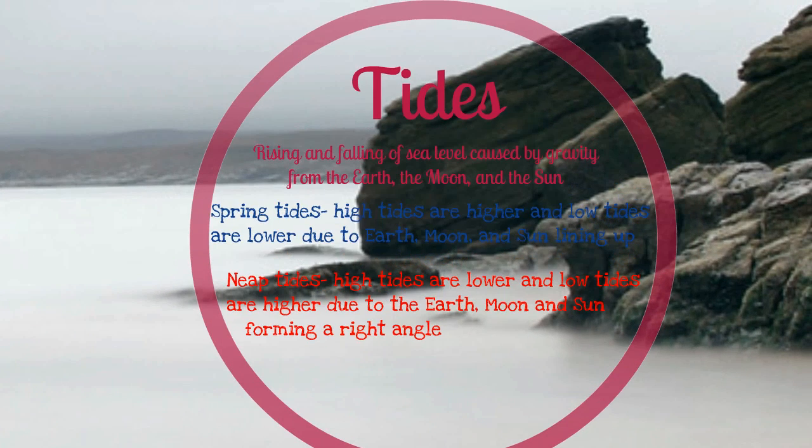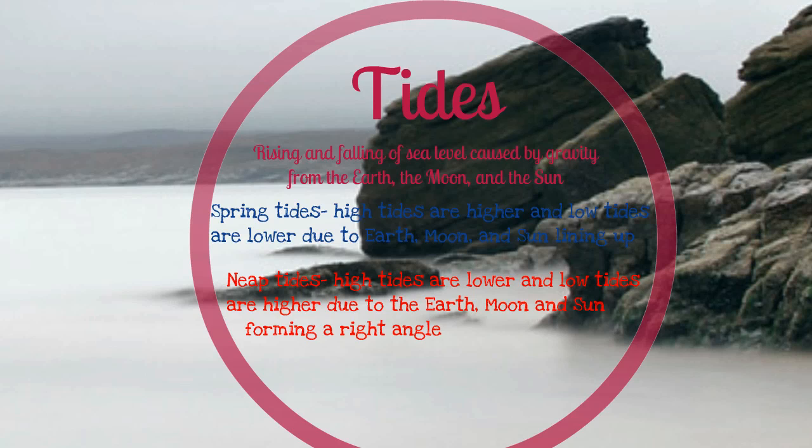So another thing that causes our sea levels to move is tides. Tides are the rising and falling of sea level, and it's caused by the gravitational pull between the Earth, the Moon, and the Sun. And you guys know that with gravity, you have larger objects and smaller objects pulling on each other. And so we get two types of tides.